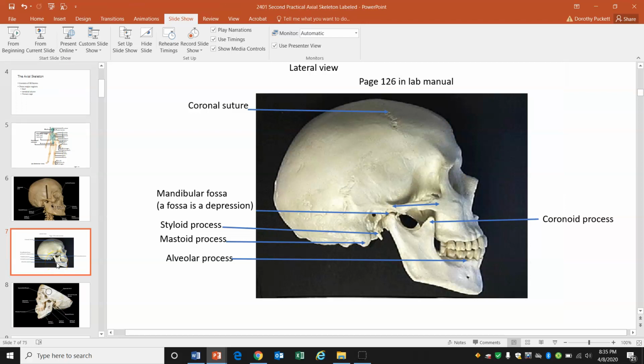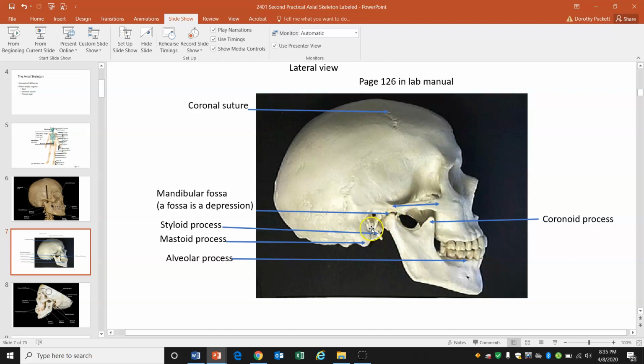Other parts that we did not go over in the last video are the mandibular fossa, a fossa meaning a depression, so this is part of the temporal bone where the mandible fits. And there's a rounded portion of the mandible called the mandibular condyle that fits into this mandibular fossa.